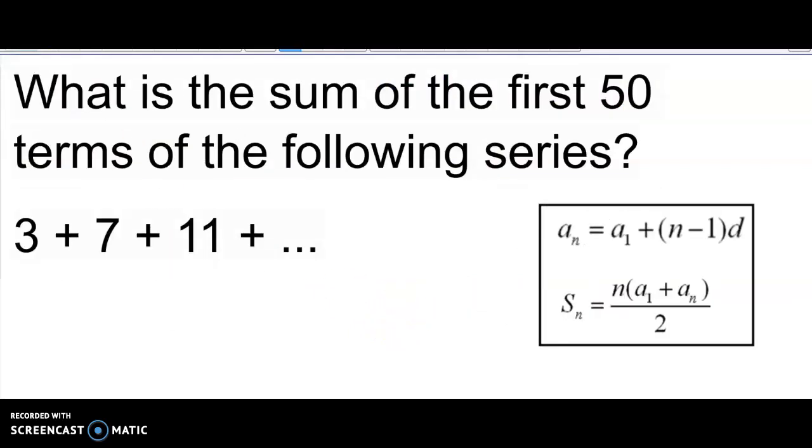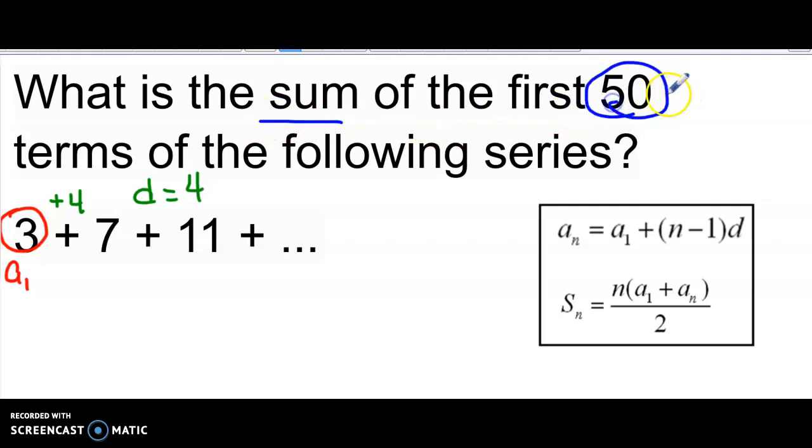Let's try another one. Here are my 2 formulas. I have to identify some things. This is my a sub 1 value. So that's 3. What am I doing to 3 to get 7? What am I doing to 7 to get 11? Well, each time I'm adding 4. So my common difference here is 4. What am I looking for? I'm looking for the sum of the first 50 terms. So n is equal to 50.